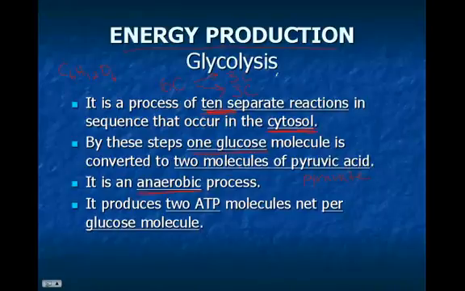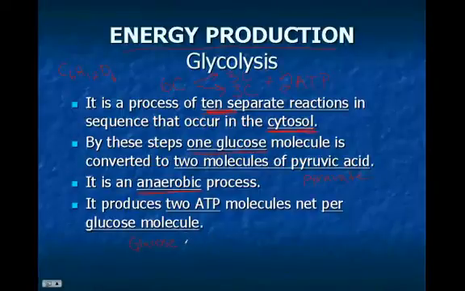And when we break that bond, then energy will be released and will be captured in the form of ATP. So we're actually going to produce 2 ATP molecules of energy here. So at the very beginning of glycolysis, we start with glucose.